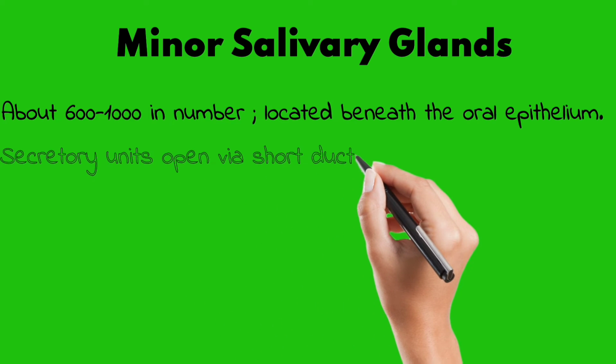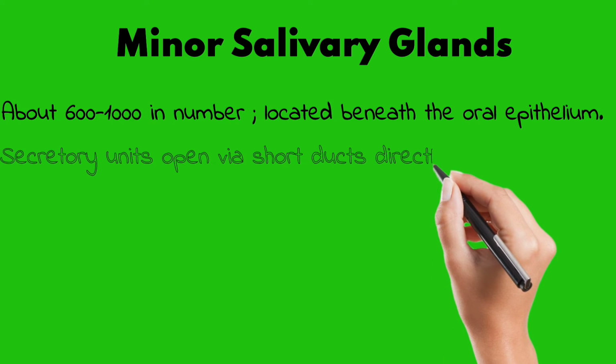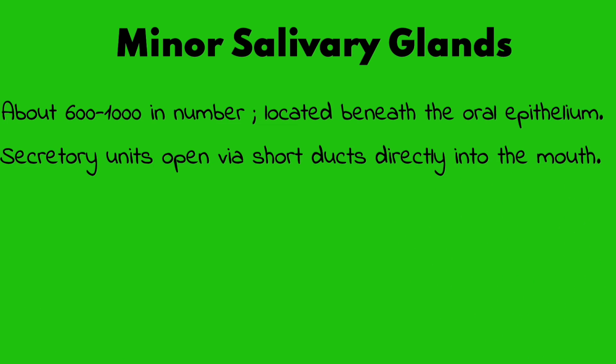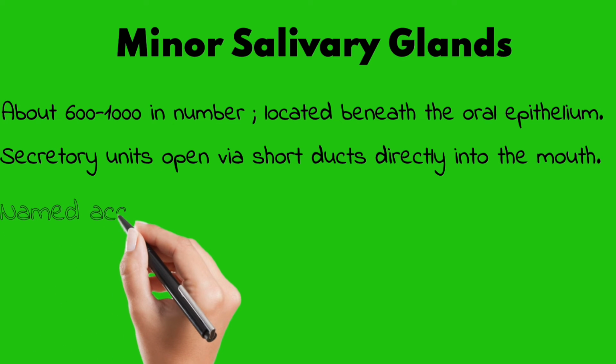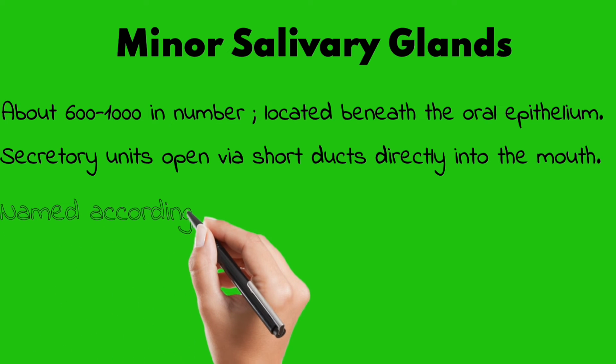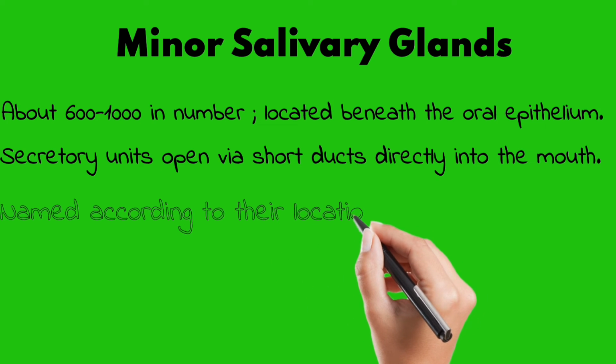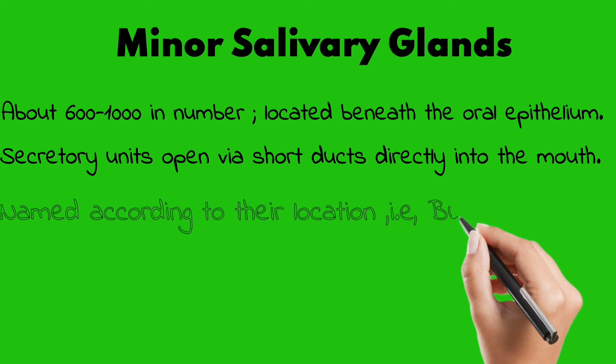Also, these minor salivary glands distinctly lack a capsule. And the secretory units open via short ducts directly into the mouth. So their ducts are not named separately. They are only named on the basis of their location.